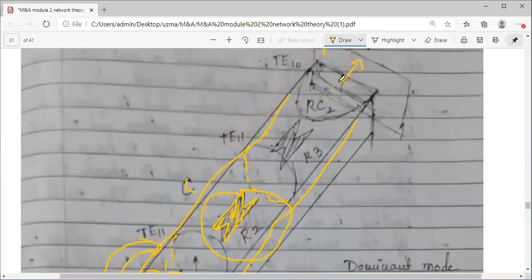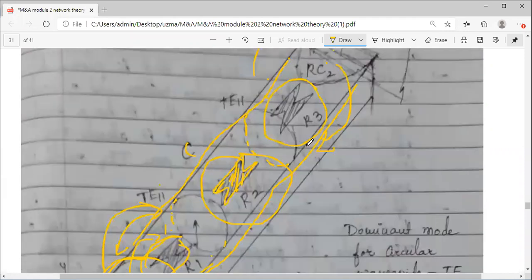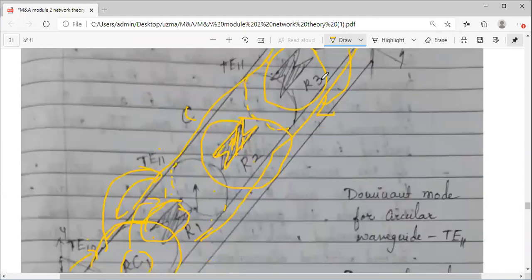And at the other end, when there is a transition either from circular to rectangular or rectangular to circular, the resistive film is R3. So totally 3 resistive films are placed inside: R1, R2 and R3. But majorly R2 plays the role, because that is where the circular section lies at the center.